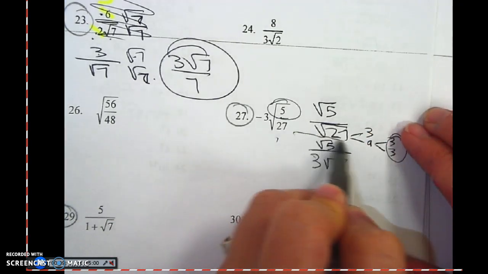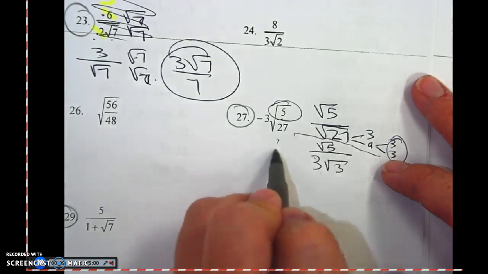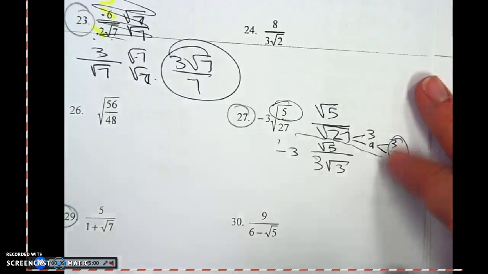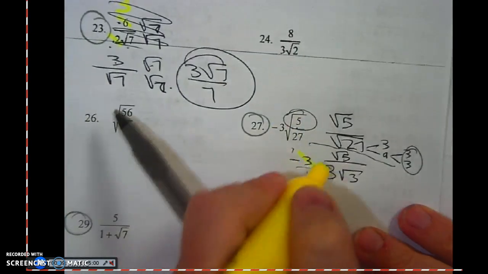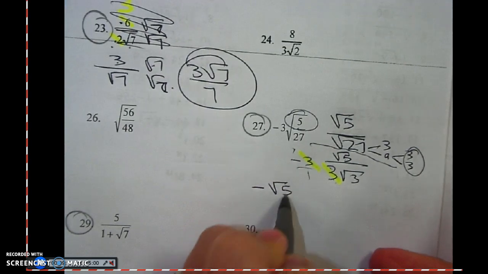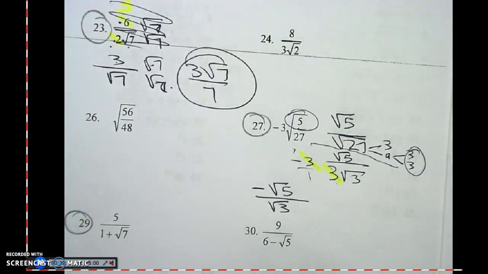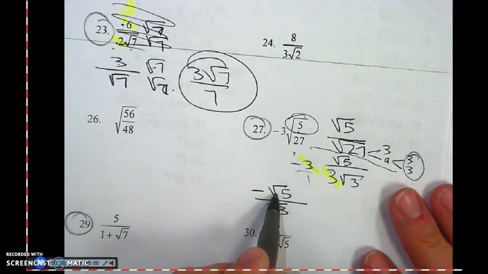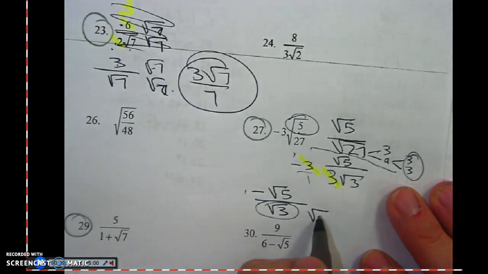So I'm rewriting the top. There's the bottom. Rad 27 is 3 rad 3, and then there's a negative 3. Well, the negative 3 is like 3 over 1, so I can simplify. And now it becomes negative rad 5 over rad 3. Now here's the deal. You can have a radical on top. You can have a negative on top, but you can't have a radical in the bottom. Multiply it by itself.